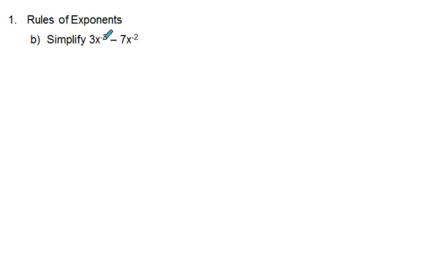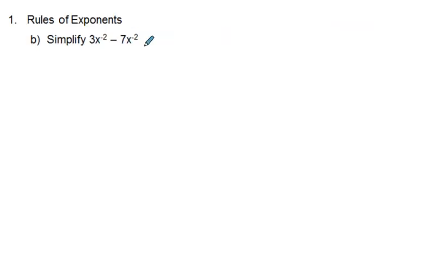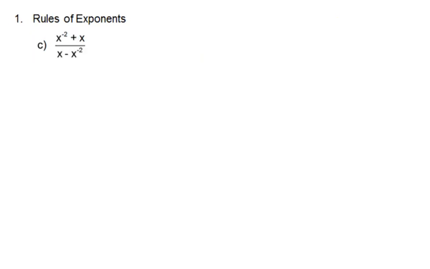Okay, now we have a similar looking problem, but instead of multiplying as we did in part A, we're subtracting. So we're going to rewrite this 3x to the negative 2 power as 3 over x squared. And again, x cannot equal 0. Now we're going to subtract 7 over x squared. Now these are both like terms, so 3 minus 7 is negative 4. So we have negative 4 over x squared. So really, that's going to be it. Next we go to problem C.